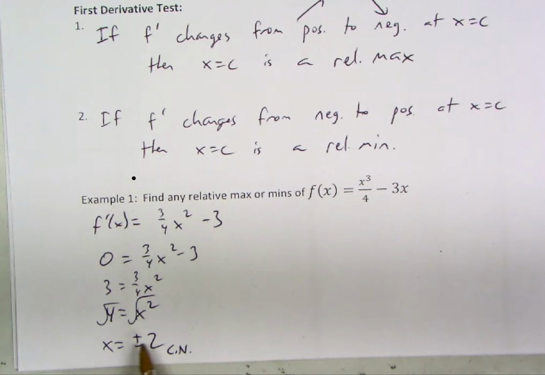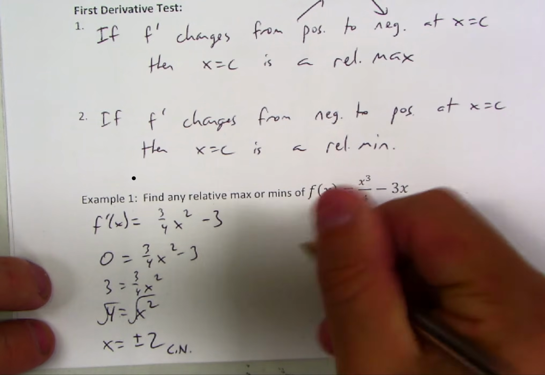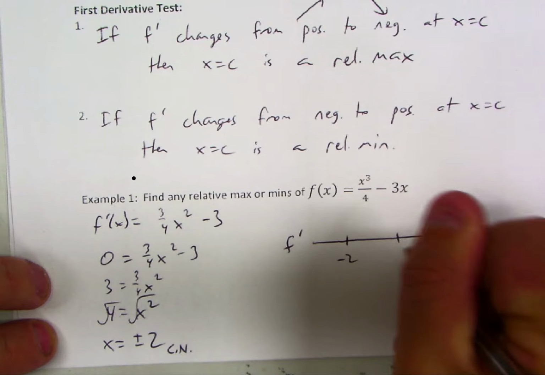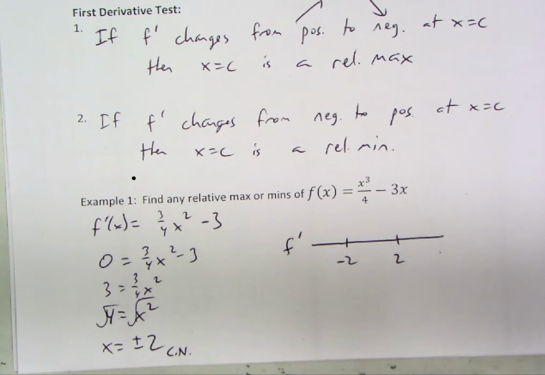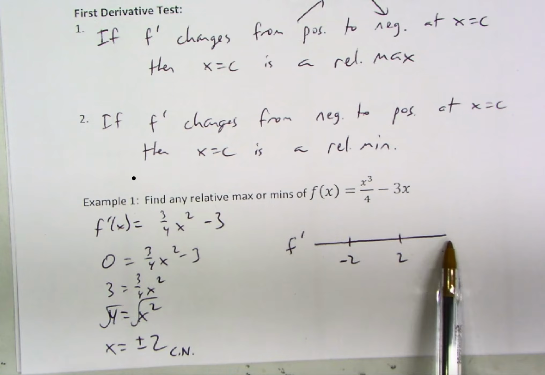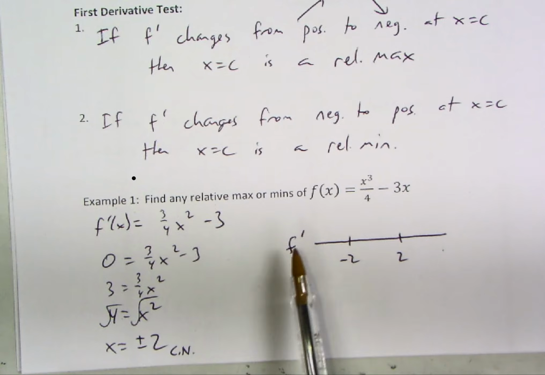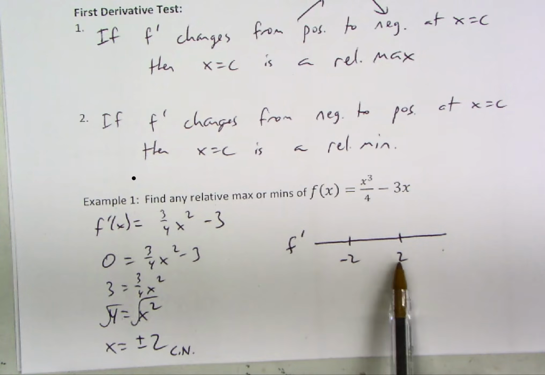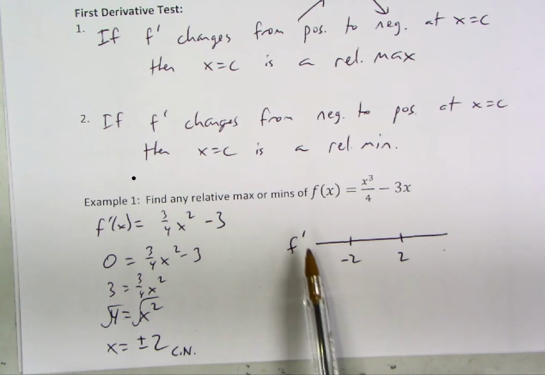However, that doesn't necessarily mean these are relative max or mins. So here's the analysis. Here's where this lesson now differs from finding absolute max or mins. We're actually going to use what's called an f prime sign chart. Here's what I mean by that. We take our critical numbers and put them on a little f prime sign chart. These are going to be like test intervals, okay? These are the only two places where f prime can change sign.